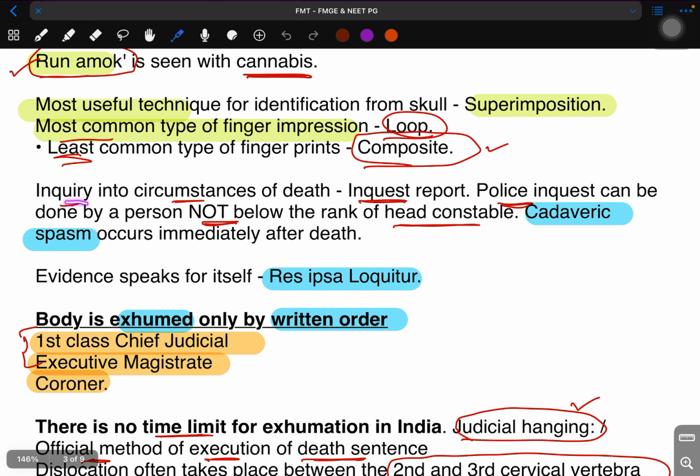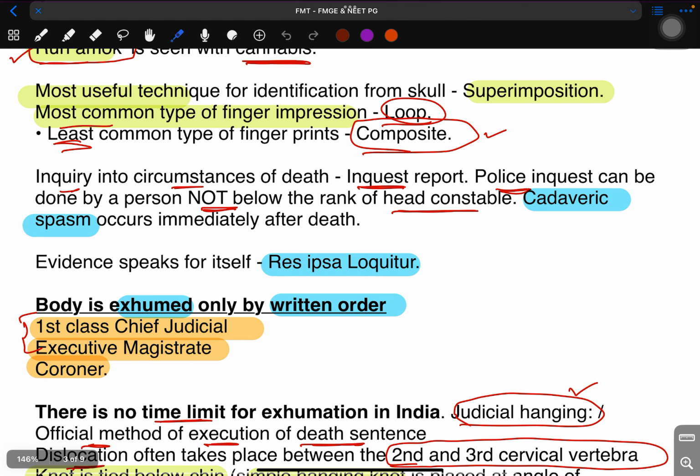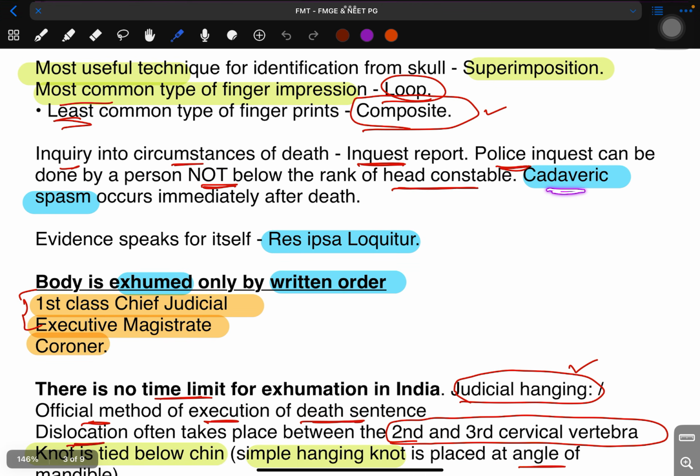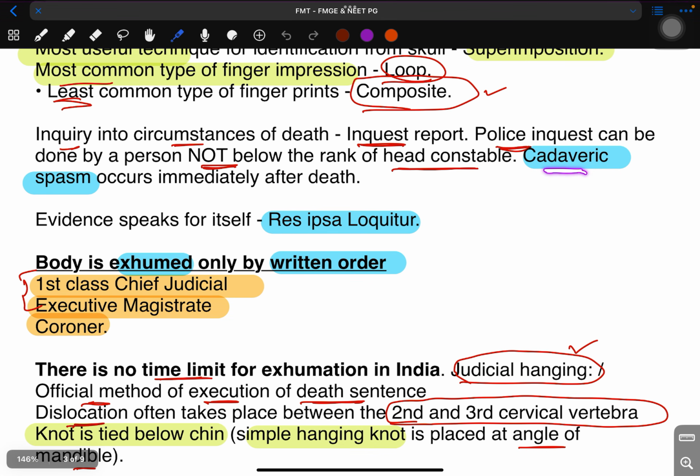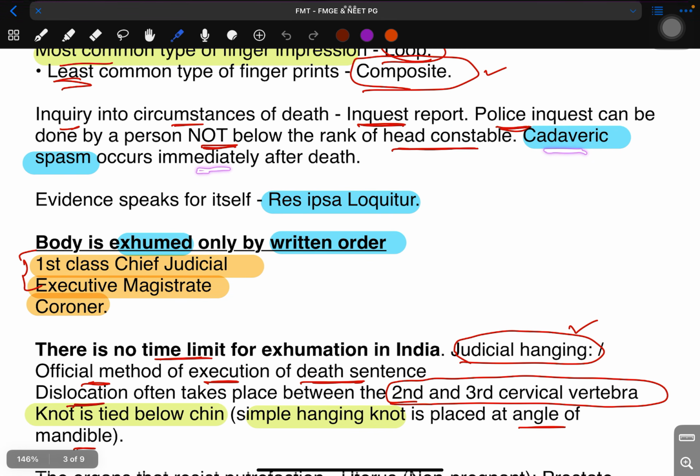Inquiry into circumstances of death is known as inquest report. And a police inquest can be done by whom? The person, like the police official, should be at least at the rank of head constable. Below this rank, they cannot do any inquiry into death circumstances. Cadaveric spasm occurs immediately after death. So, this is the sign which can be seen immediately after death.